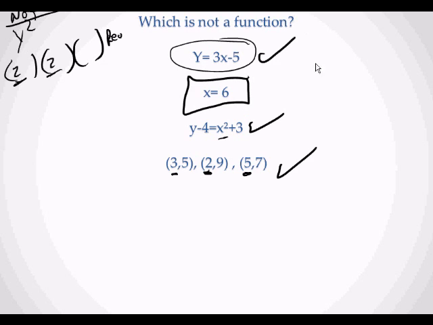Here, this is an x squared. That's okay, just as long as we don't have a y squared. So this is okay, this is okay, this is okay. This is the only other thing that's not a function.